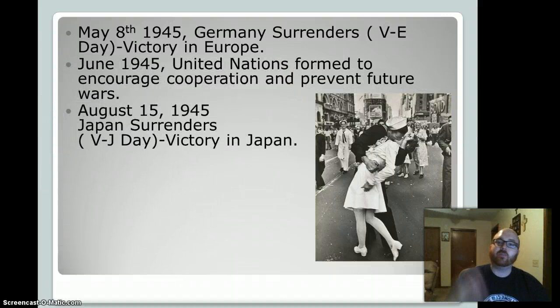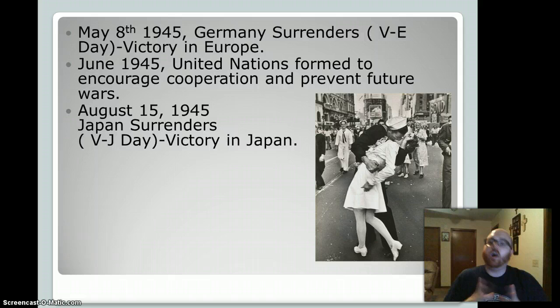Alright, so June 1945, the UN was going to form. Now this time, the U.S. is going to join the UN. Remember the League of Nations that the U.S. created but never joined after World War I? Now we're going to redo the League of Nations and create the United Nations. And the U.S. is going to be a founding member. It's formed to encourage cooperation amongst nations and prevent future wars.